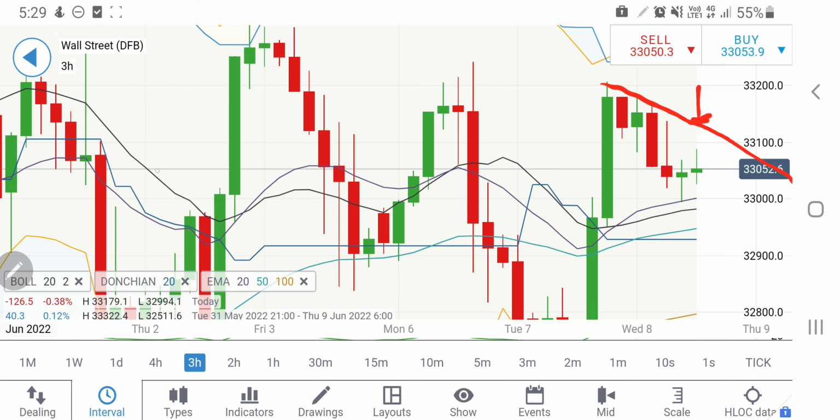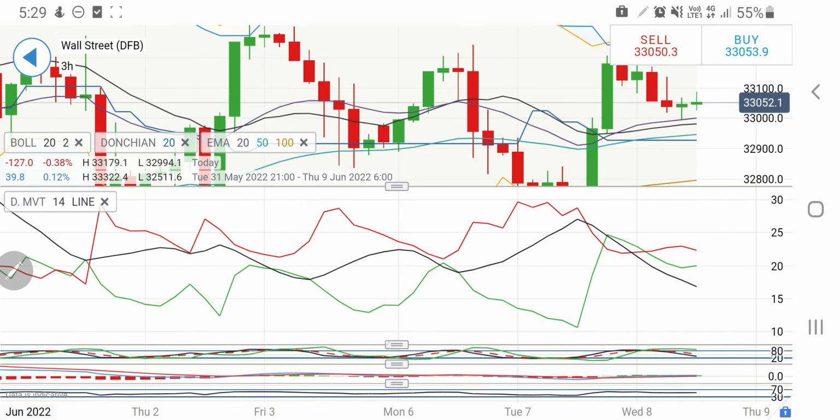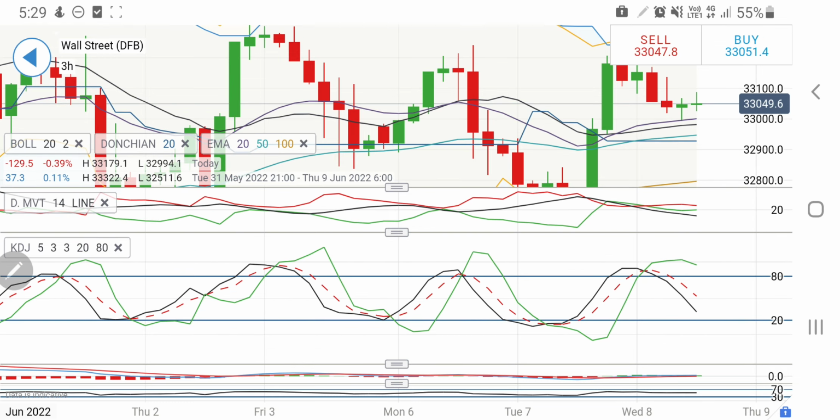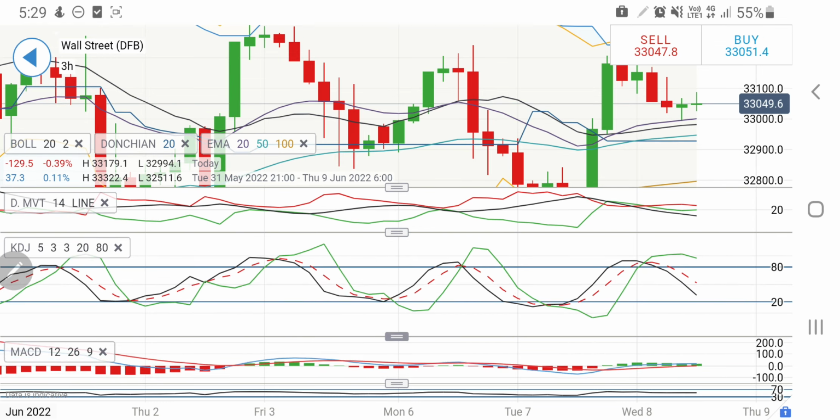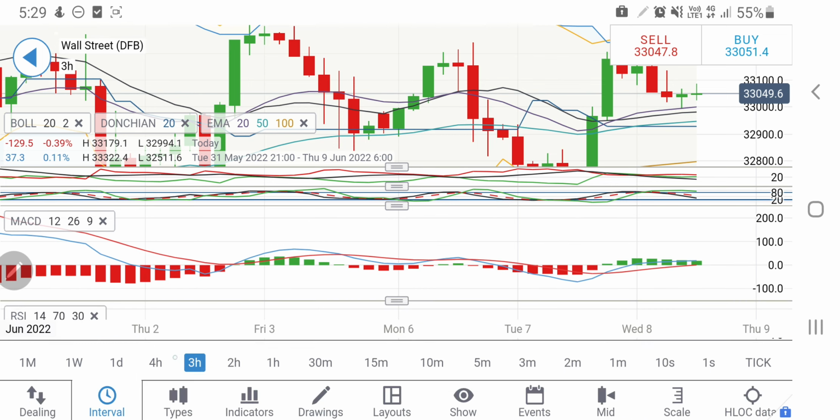Beyond that we can see a sharper rise. 33,200 is the next stronger resistance. Beyond that it will fly. The directional movement is bearish on the 3-hour chart. The stochastic is looking downwards. The MACD is trying to converge. It is trading in green. The RSI is trading flat.